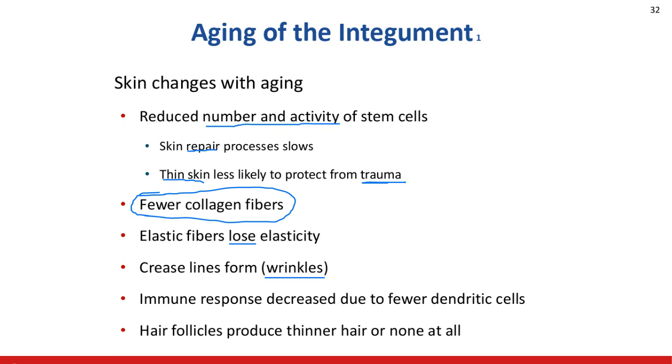We have fewer dendritic cells, which means we are more prone to immune compromise. If an infectious agent penetrates the skin, that's not good. We don't like that. And of course, as we get older, we have fewer hair follicles, or the hair follicles themselves start to create thinner hair or just stop producing and quit altogether.